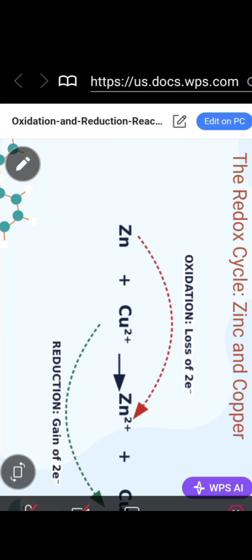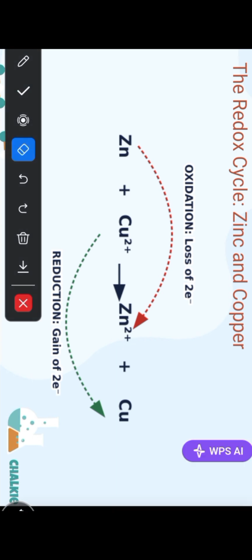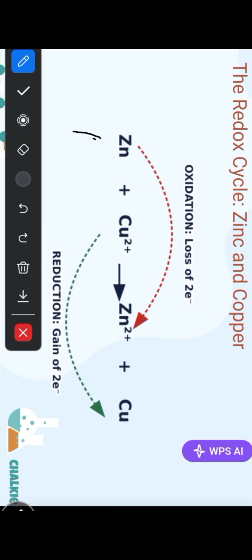Example now. So in this equation, to be able to identify the agents, we can see this is where oxidation takes place. So the site where oxidation takes place is called a reducing agent. This one is a reducing agent, because it is the particular element that loses electrons to become positively charged. So our zinc here is a reducing agent. So our copper is an oxidizing agent.